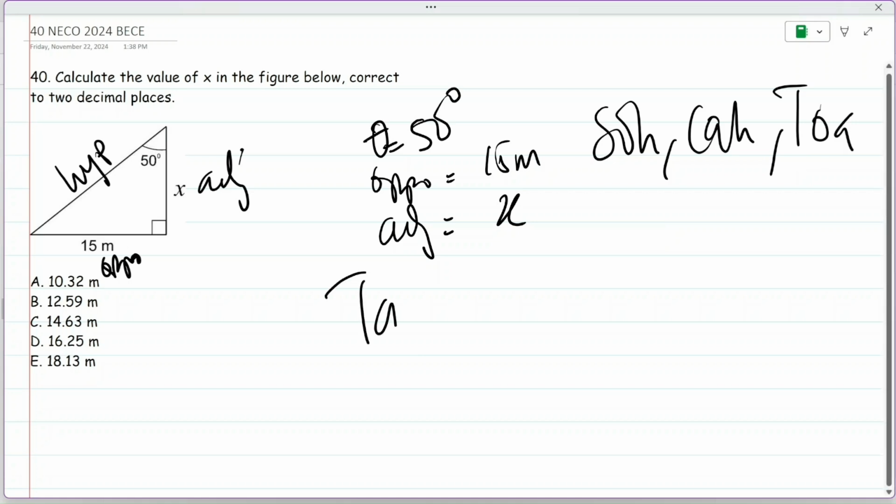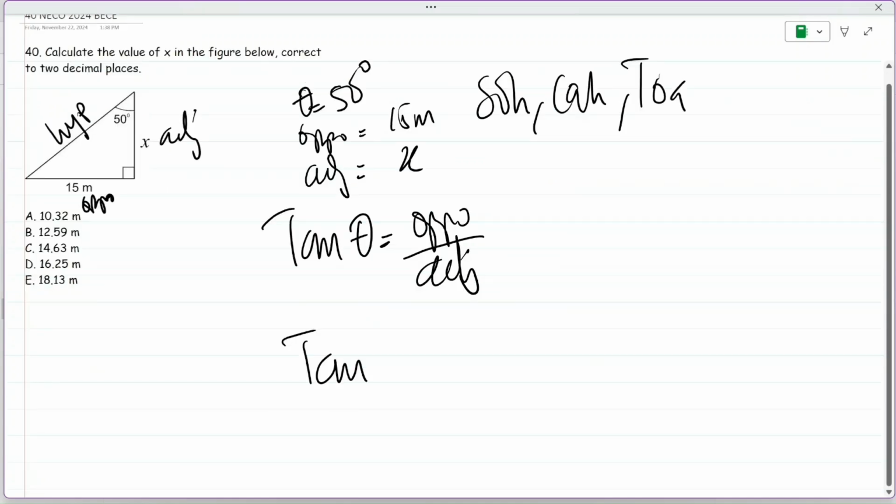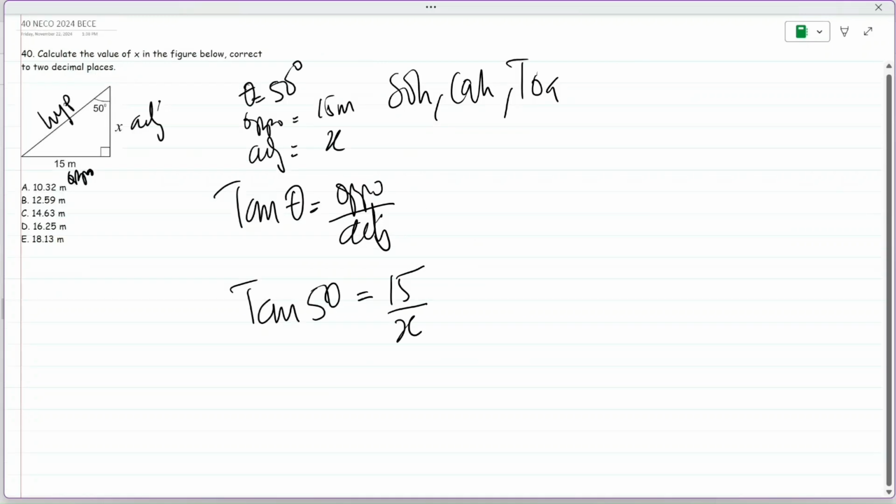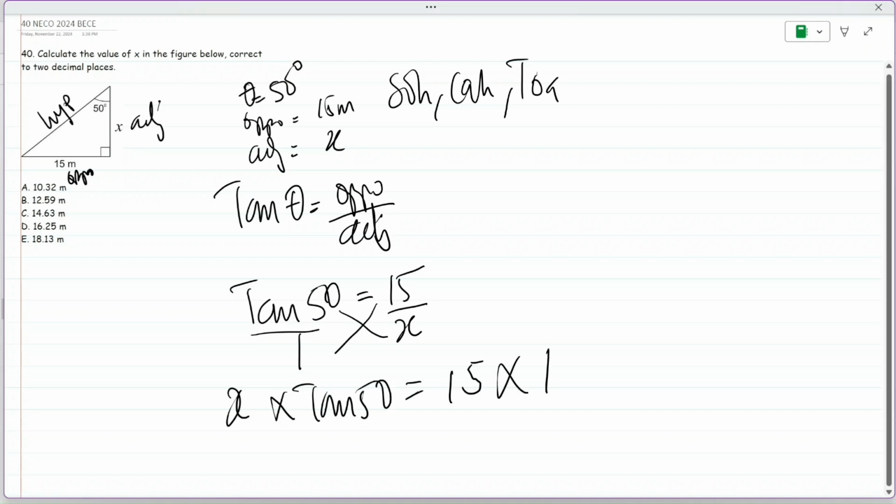We have tan theta equals opposite over adjacent. Tan, our theta is 50 degrees, equals our opposite, which is 15, over our adjacent, x, that's unknown. We can choose to cross multiply. We can say this over 1, then we cross and multiply. Let's take the one with the unknown first. We have x times tan 50 equals 15 times 1.